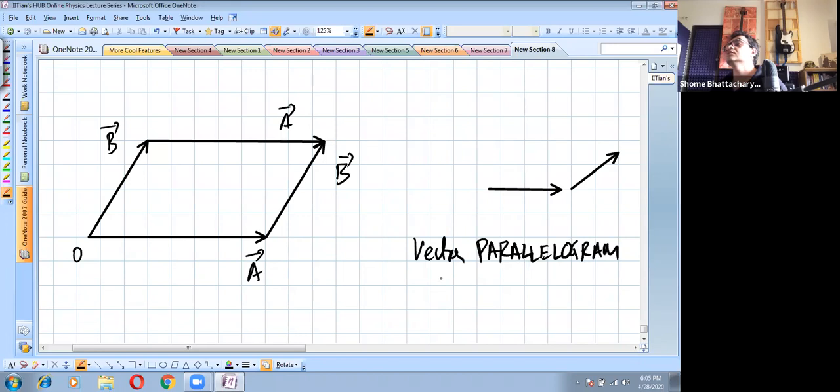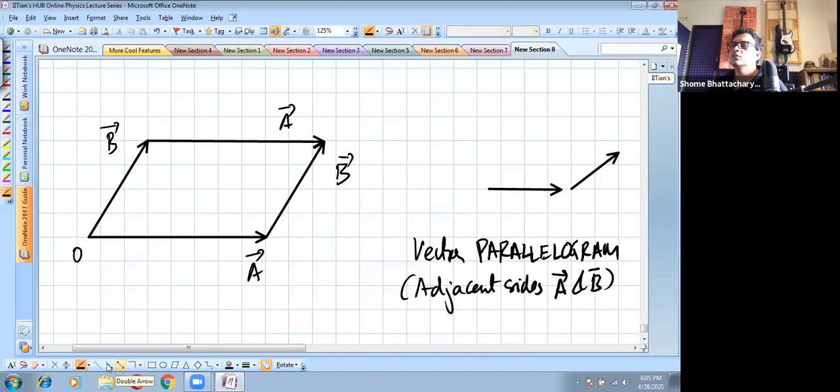Okay. Which has adjacent sides represented by the vector A and B. You can see this and this side are adjacent. This and this side are adjacent. Okay, so now if you look at this thing very carefully, you'll realize what I'm saying. Now just follow my cursor.